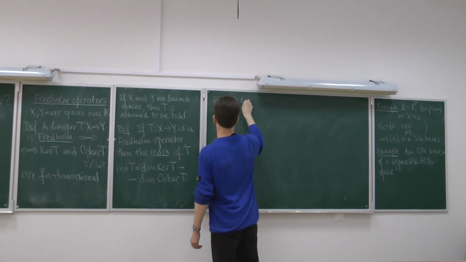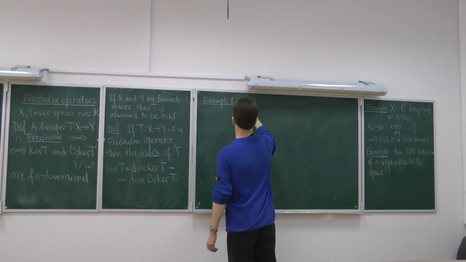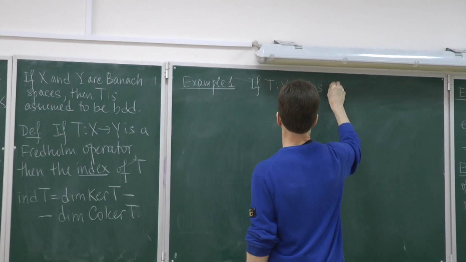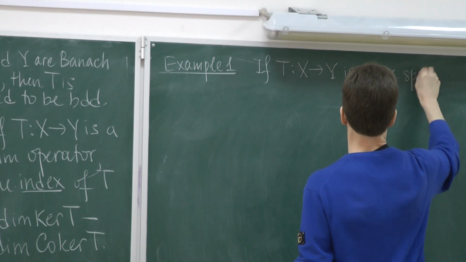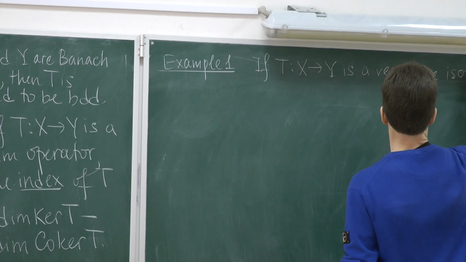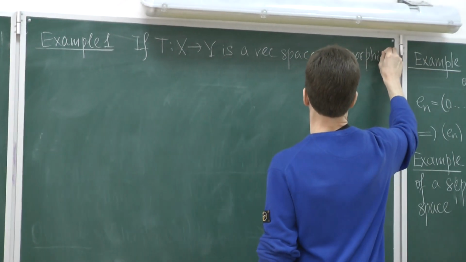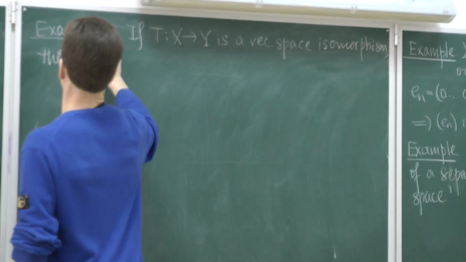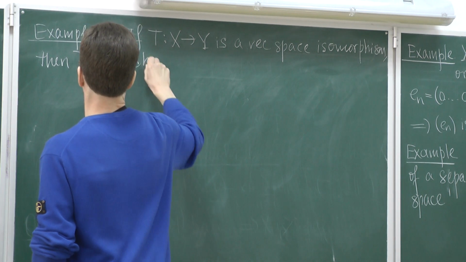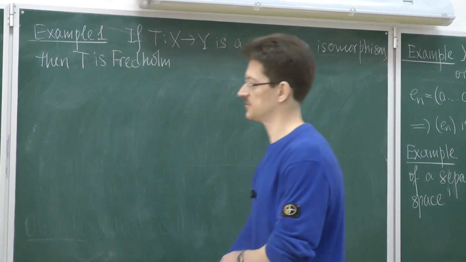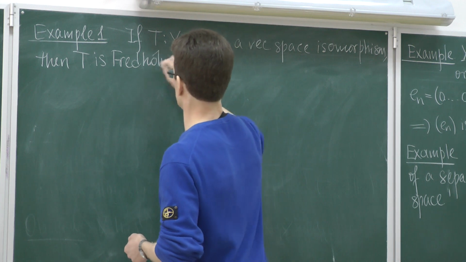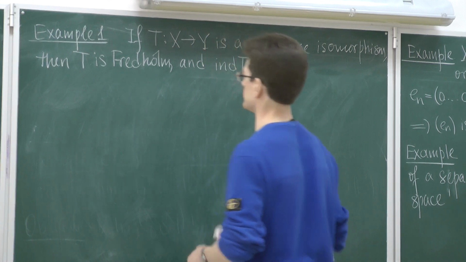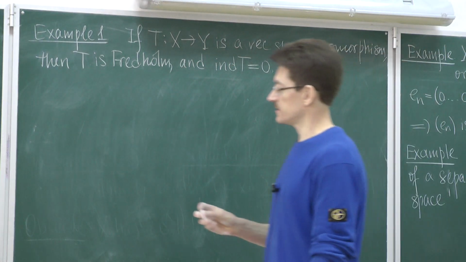First of all, a trivial example, example 1. If T is an isomorphism between X and Y, a vector space isomorphism, then of course T is Fredholm, because the kernel and the co-kernel are trivial. And the index of T is 0.